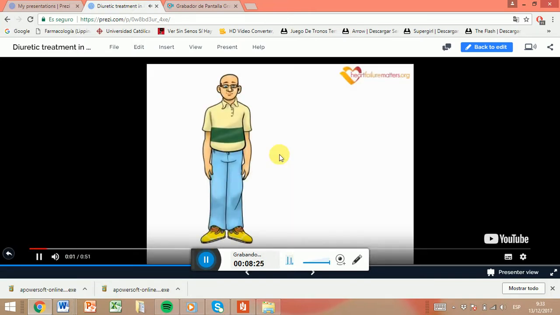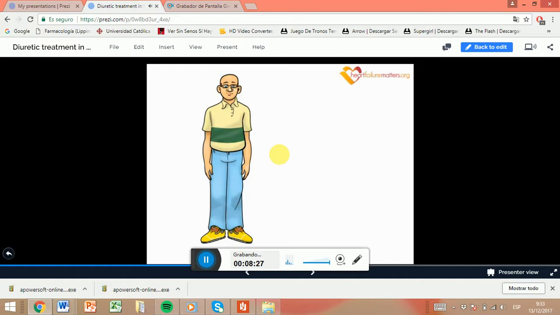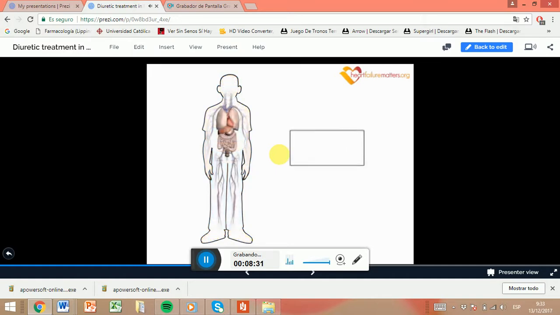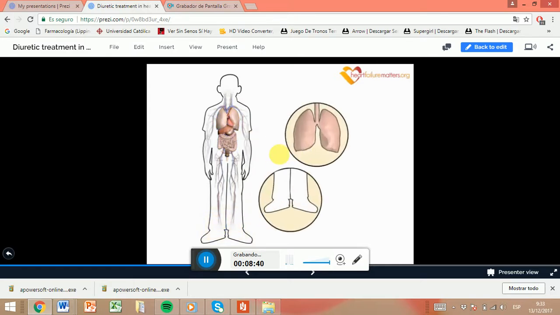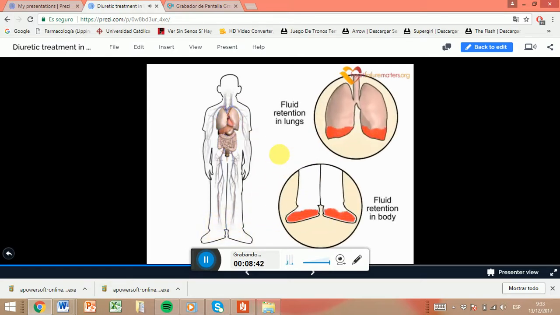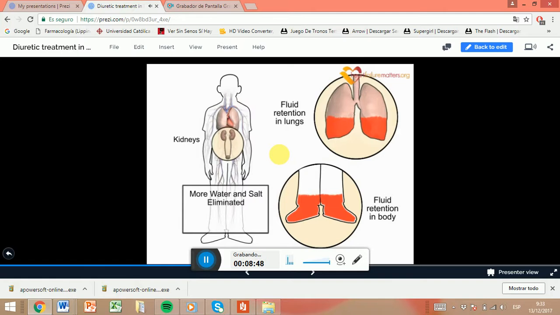Heart failure causes fluid retention or congestion in your body and lungs, which is responsible for many of the symptoms associated with heart failure, such as shortness of breath, ankle swelling, and loss of appetite. Diuretics are used to reduce fluid retention and congestion. They act on the kidneys, causing them to eliminate more water and salt and increase the volume of urine.